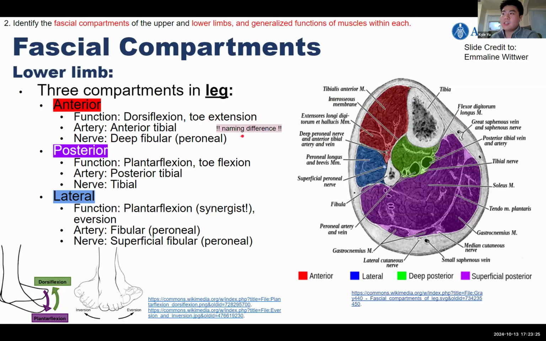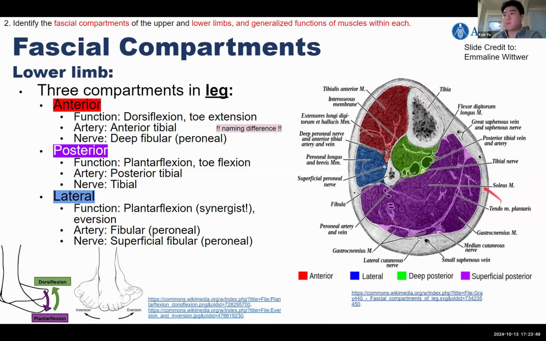I mentioned in the thigh with the anterior compartment that there are a lot of similarities, but this is one of the main naming differences between the artery and the nerve, because you have the anterior tibial artery and the deep fibular nerve. I just wanted to make sure that this is one of the big exceptions to that rule, and the branching pattern in the leg gets a little bit wonky down here.